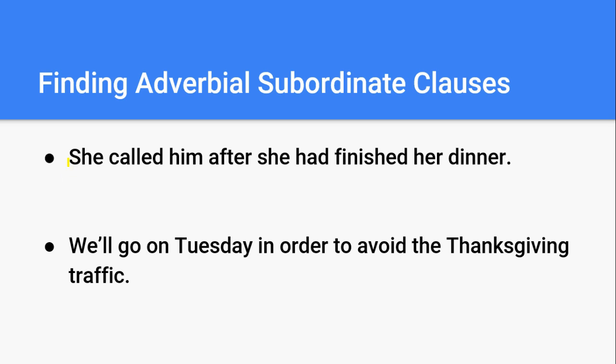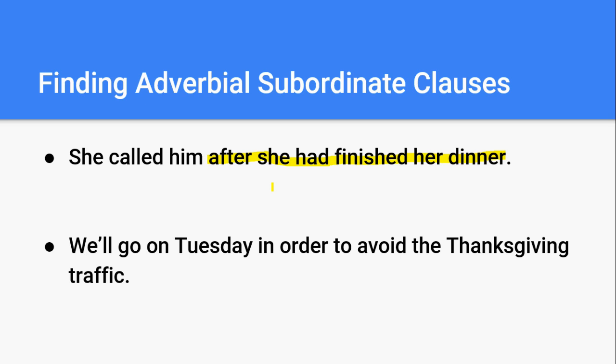So we have a subject of she called him. This doesn't really answer how or why. We need to know how she called him, or why she called him, or when she called him. We can see this phrase here, after she had finished her dinner, answers the question of when. When did she call him? This helps us know that this is our adverbial subordinate clause.